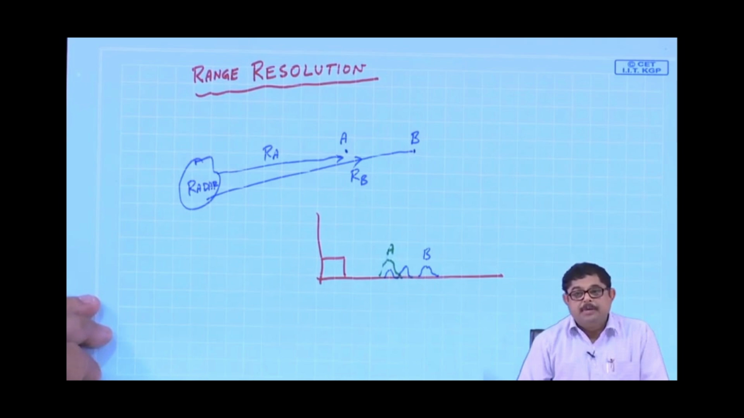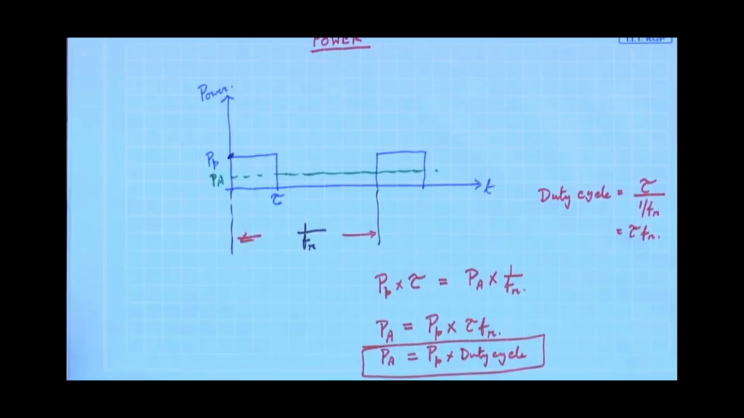Narrower pulses provide better resolution. Initially, resolution is assumed to equal pulse width, but more advanced techniques like pulse compression can greatly improve resolution beyond the pulse width. This concept is similar to image resolution in cameras, where higher resolution provides clearer and more detailed images. In this section, the transmitted power of a radar system is discussed.